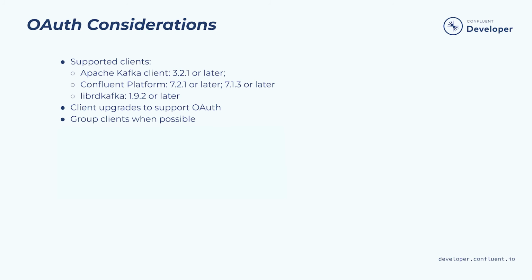Third, group clients into identity pools when possible. If you come from using API keys, your first inclination might be to create an identity pool for each service account. While this is possible, take some time to really think about your clients and see if there are groups that you can combine and control with one RBAC or ACL policy. Last but not least, whether you use API keys or OAuth, we highly recommend using RBAC for authorization, something that we'll look at later in this course.